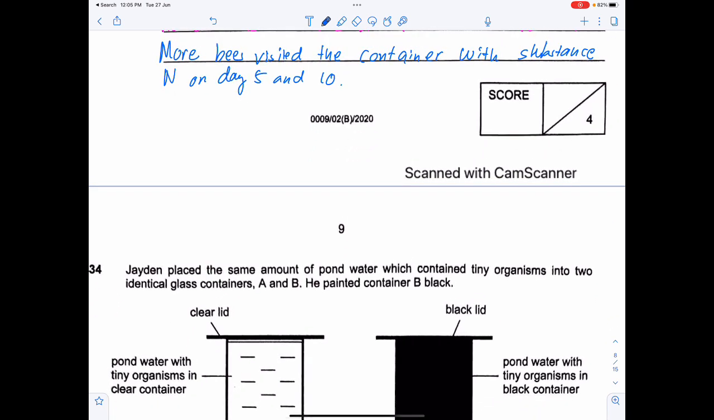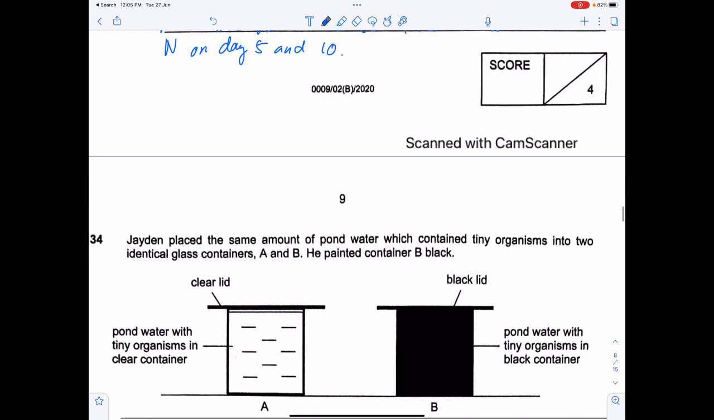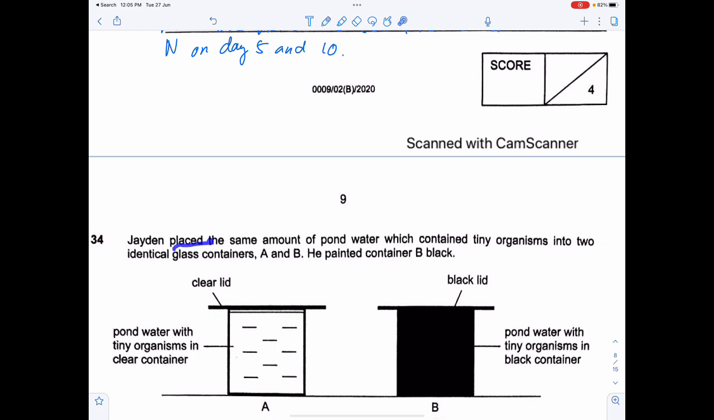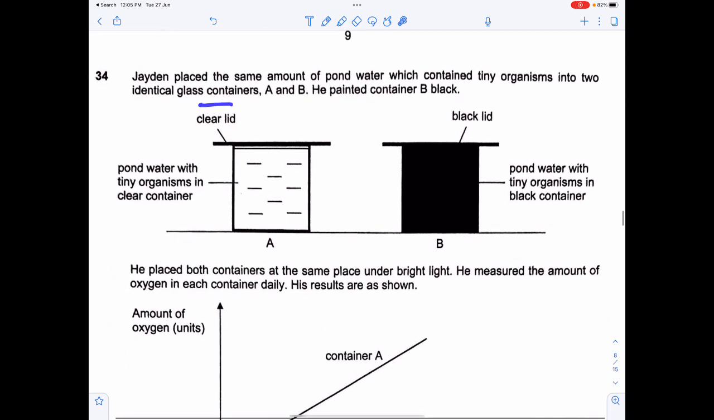Alright, the next question, another experimental question. Okay, Jaden placed the same amount of pond water which contain tiny organisms into two identical glass containers, A and B. He painted container B black. So this will more or less signal to me that, okay, painted black, that means no light. No light, no photosynthesis.